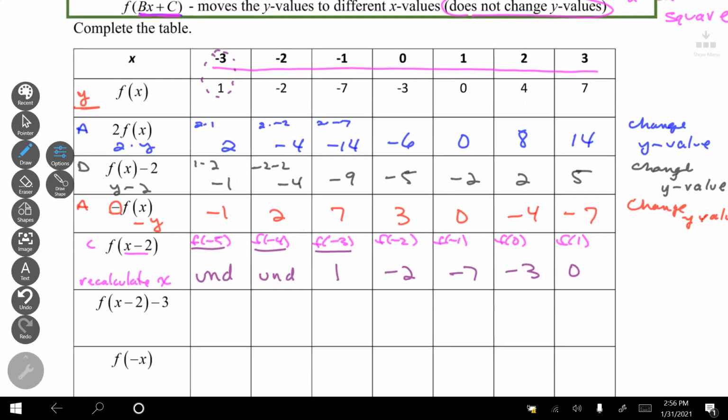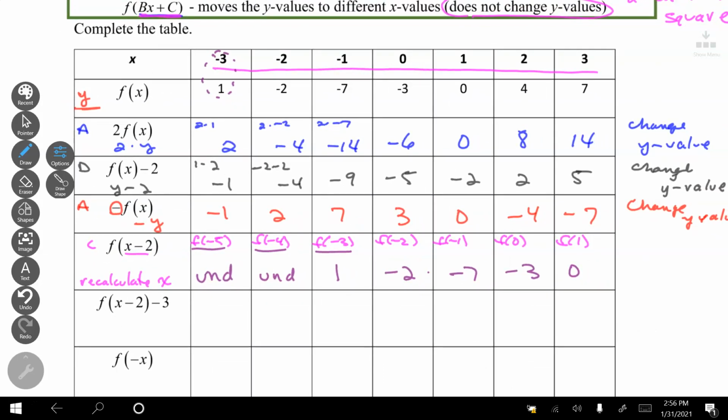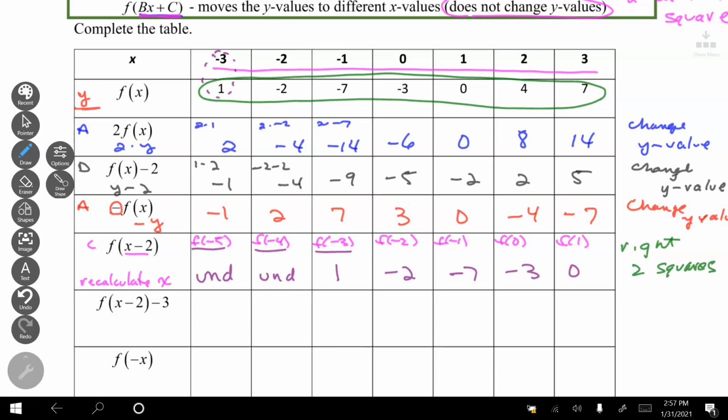And if you see what we've done here, let me circle these y values in green. These y values, in the first 3 rows, changed because we had an A and a D value that changed y values. But right now, these y values are exactly the same as before, except they've been relocated. And in fact, x minus 2 moves things to the right 2 on a graph, and these have been moved right 2 squares.